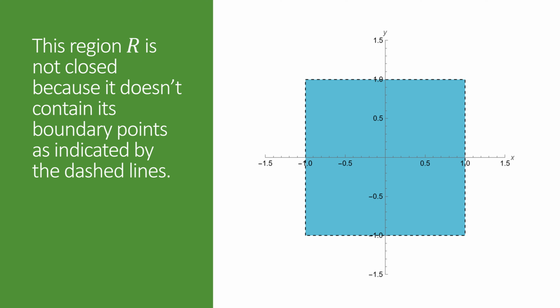Conversely, if I take this same region except I draw dotted lines, that means I'm saying it doesn't contain those boundary points. So this is not a closed region.